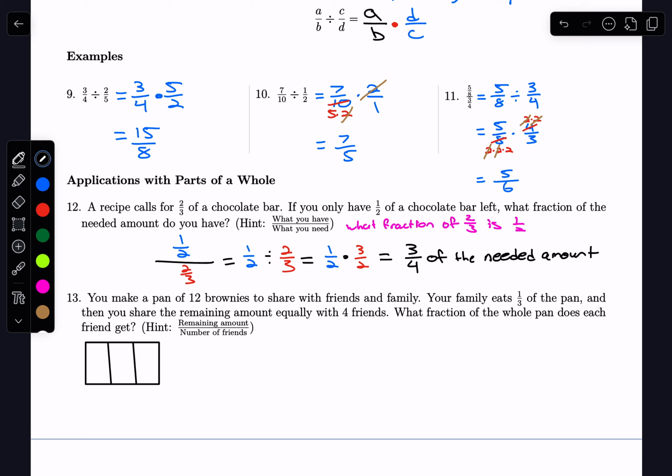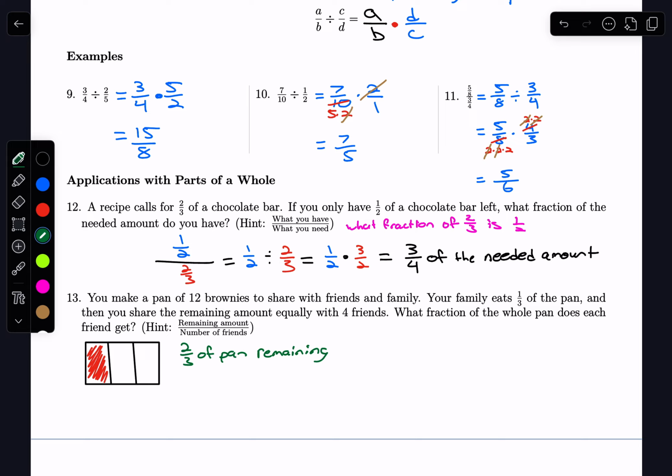Now it says your family eats 1/3. So this third on the left is gone. Your family just ate that left rectangle. So that means that you have 2/3 remaining. So 2/3 of pan remaining.